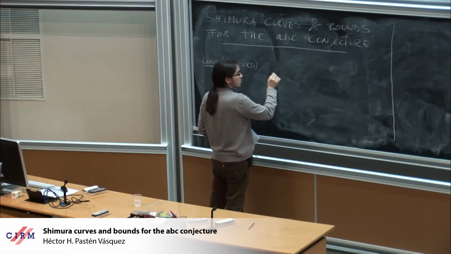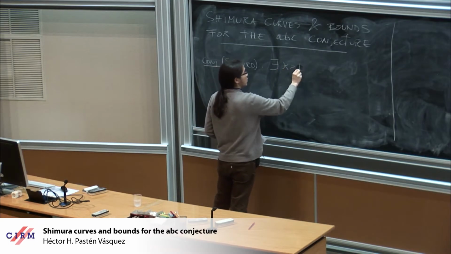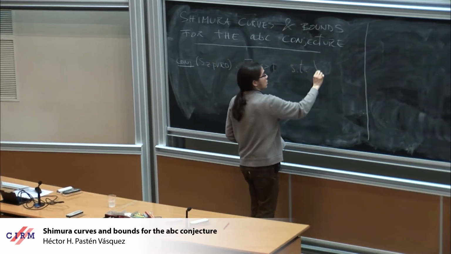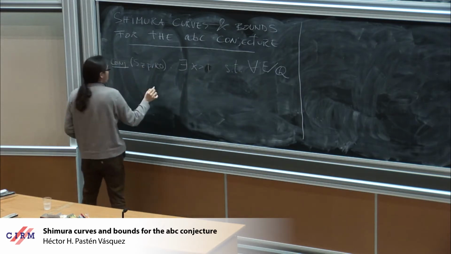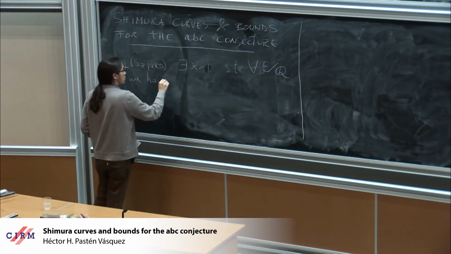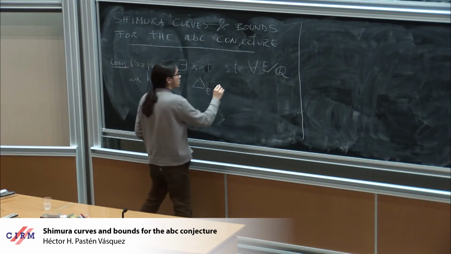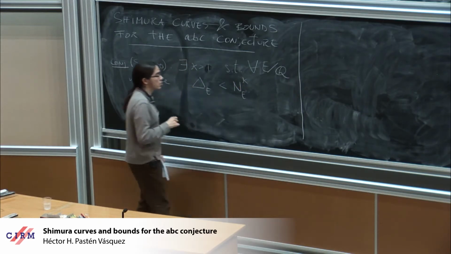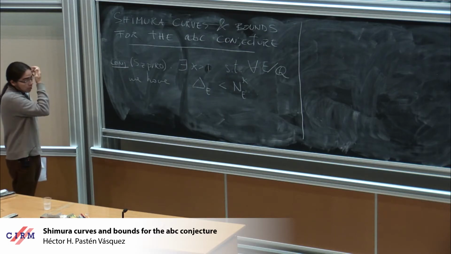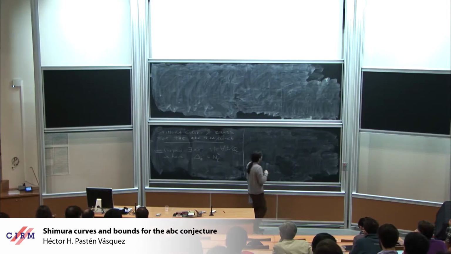And I'm going to state this in a very simple way. There is some constant bigger than 1 such that for every elliptic curve over Q, we have that the absolute value of the minimal discriminant is bounded by the conductor of E to that power. Okay?